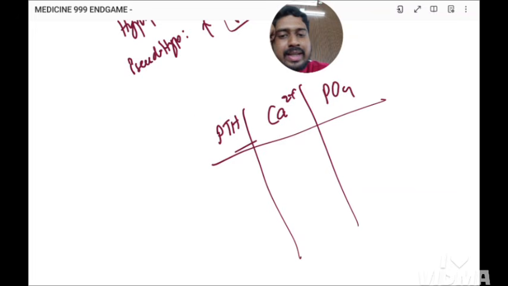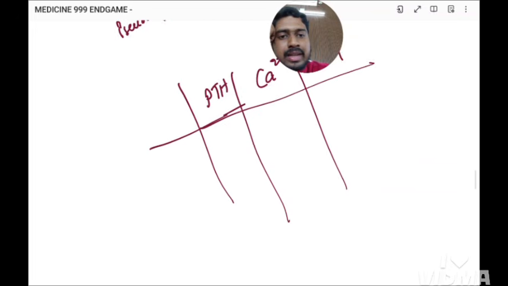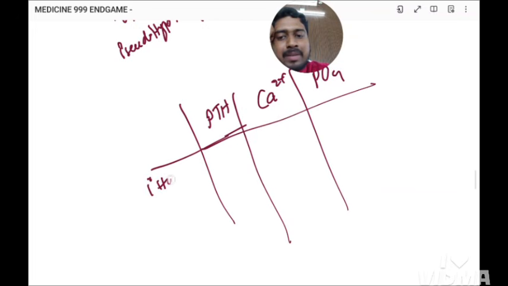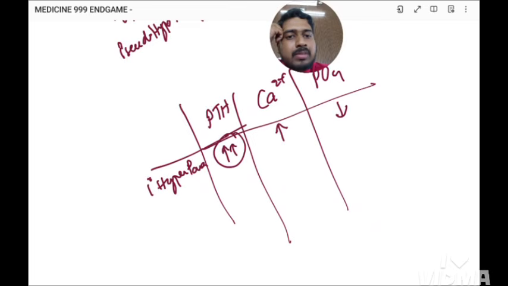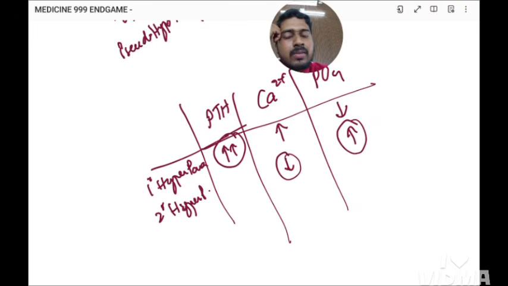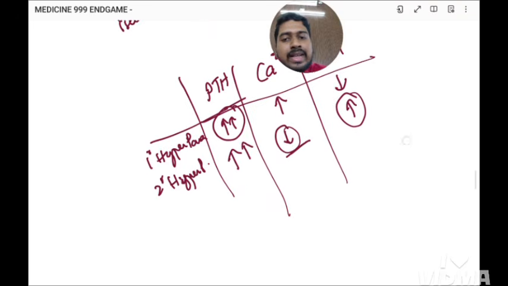Now tell me what will happen in each of these. First we'll see primary hyperparathyroidism. What will happen to PTH? It will increase. As a result of increased PTH, calcium will increase and phosphate will decrease. In secondary hyperparathyroidism, what will happen? There is increased phosphate because of renal disease. Calcium will decrease as a result of decreased vitamin D3. And what will happen to PTH? Because of decreased calcium, there is a paradoxical increase in PTH.